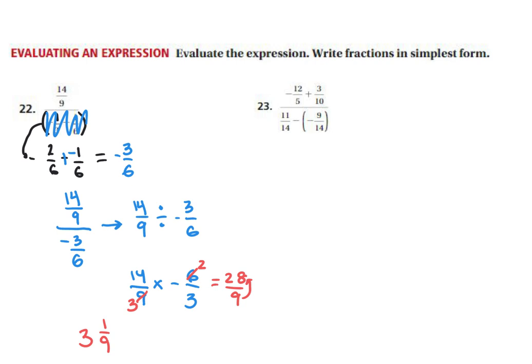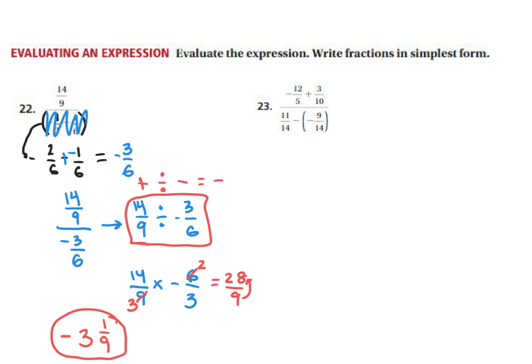And then we had a positive divided by a negative, which is a negative. So our quotient is -3 and 1/9. For question 23, this is very similar where we have to solve the addition on top and the addition on the bottom first, and then we can divide.